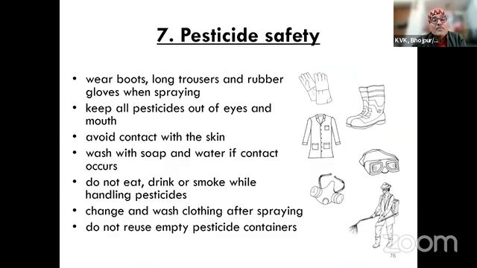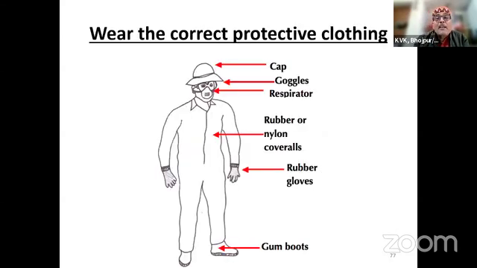Pesticide safety. Wear boots, long trousers, and rubber gloves when spraying. Keep all pesticide out of eyes and mouth. Avoid contact with skin. Wash with soap and water if contact occurs. Do not eat, drink, or smoke while handling pesticide. Change and wash clothing after spraying. Do not reuse empty pesticide containers. Wear the correct protective clothes like cap, goggles, respirator, rubber or nylon coveralls, rubber gloves, and gumboots.